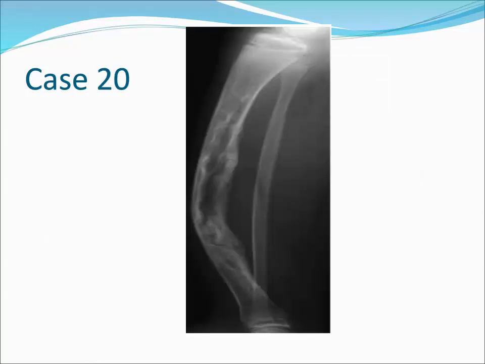Case number 20, vitamin D-resistant rickets, X-linked hypophosphatemia. Osteopenia with multiple fractures/pseudo-fractures and anterior bowing deformity of the tibia is seen.